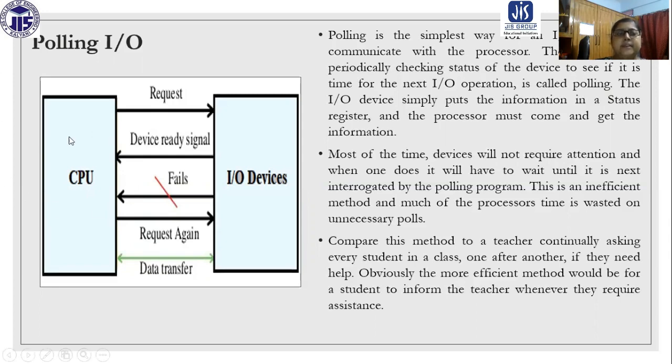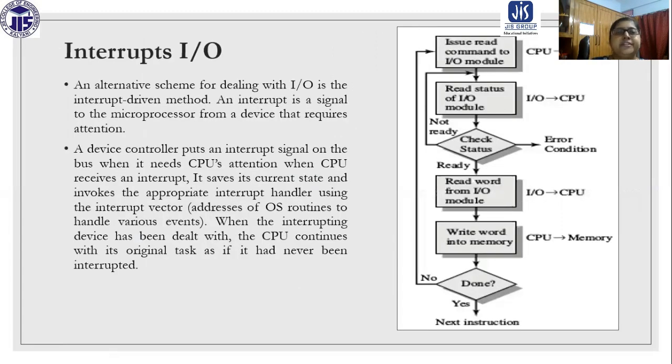That means in this analogy, the CPU is the teacher. It would be better if the I/O devices that require some I/O operation communicate with the processor. It will be more efficient. So interrupt is basically the alternative. The alternative scheme for dealing with I/O is the interrupt driven method. An interrupt is a signal to the microprocessor from a device that requires attention.